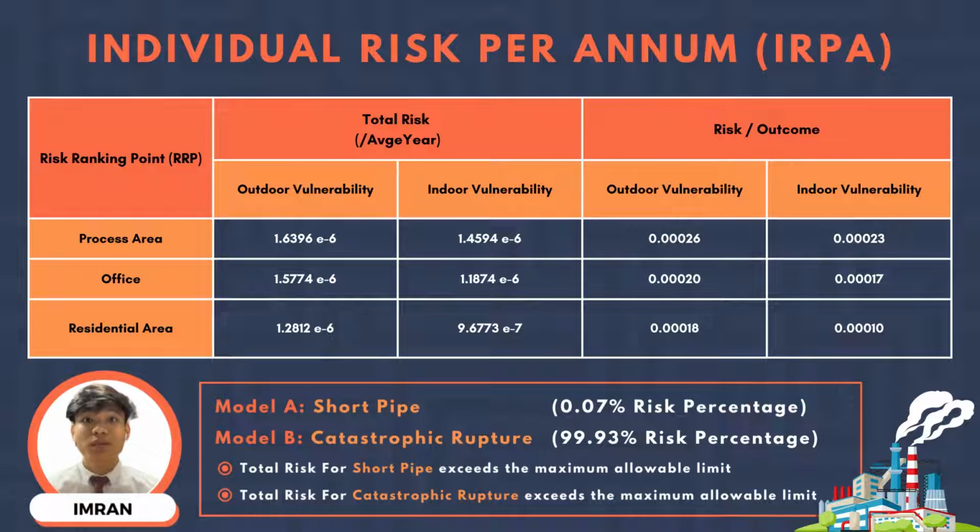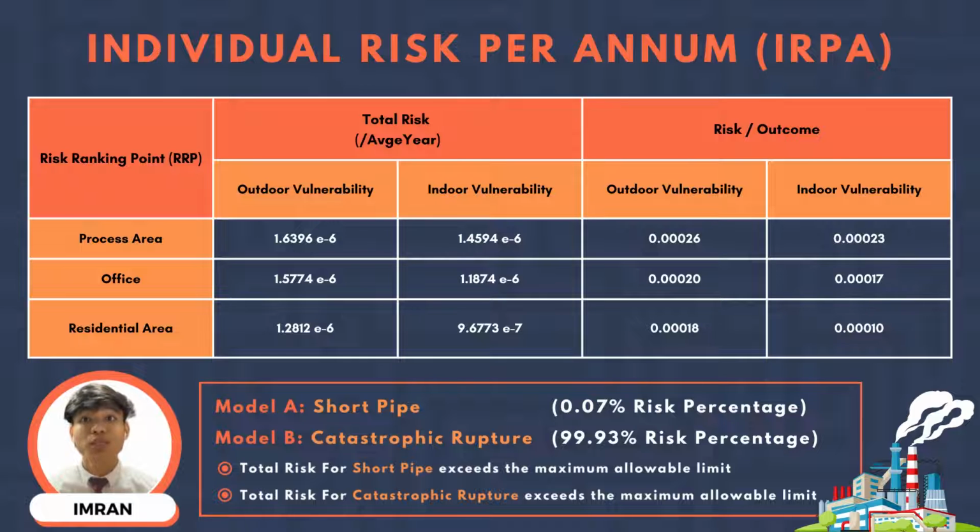As for the individual risk assessment, 3 locations were observed in the risk ranking points, which are the process plant area, the office area, and the residential area. Based on the results obtained from the safety simulation, it is observed that the process plant area exhibits the highest risk, which is followed by the office area, and lastly, the residential area possessed the lowest risk as it was located the furthest away from the plant.